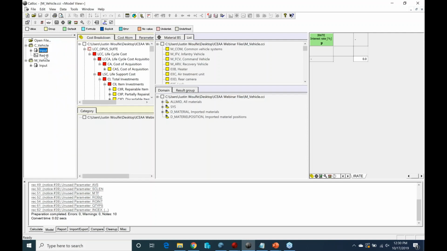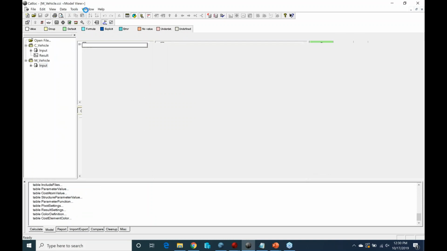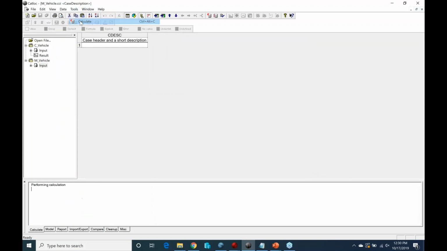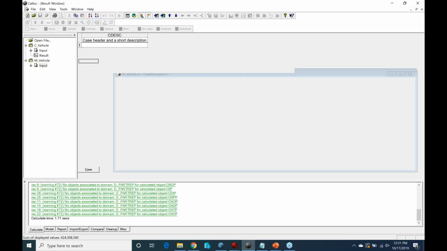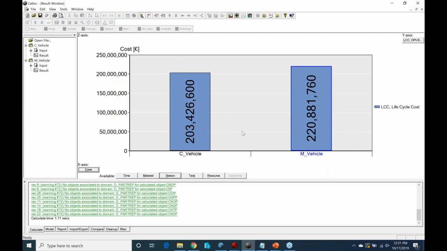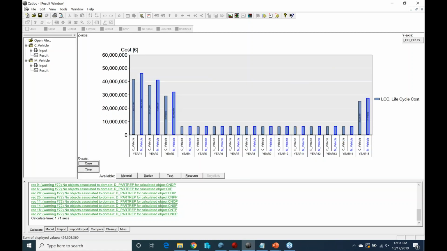And so here we've got two different vehicles, two different systems, and we can calculate the second one, and very quickly, side by side, compare the life cycle costs of each one of these systems, and then of course do the various analyses where we might look at these over time and compare the vehicles side by side, see when those costs are being incurred, and then drill into those cost elements as necessary.